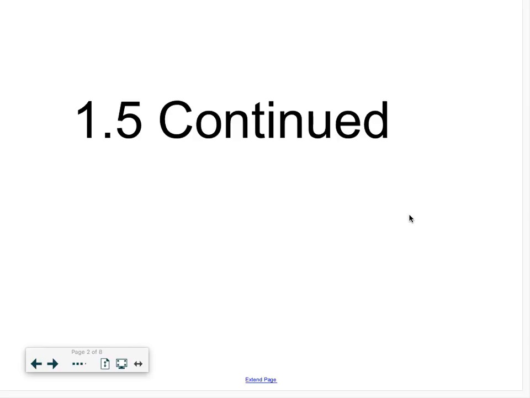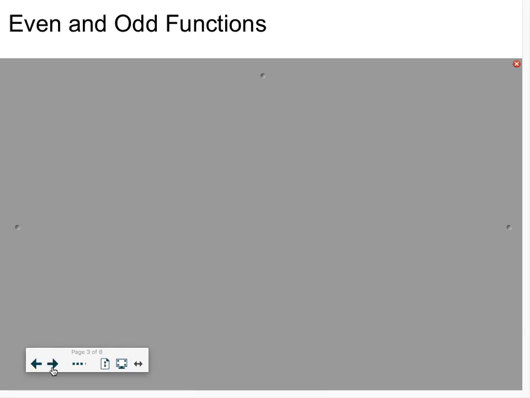So after today, you'll be able to fill out everything except the very last row, which is the greatest integer function, and we'll talk about that one tomorrow. But what is an even and an odd function?